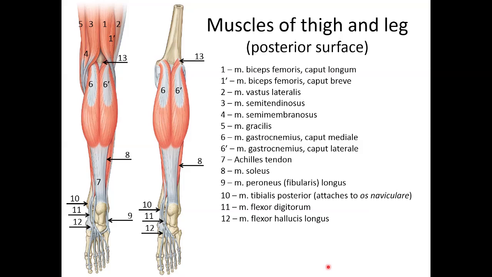And now number 13. Here it is, number 13. It's musculus plantaris, which is a rudimentary muscle, and we already have said that it's similar to musculus palmaris longus in the forearm.